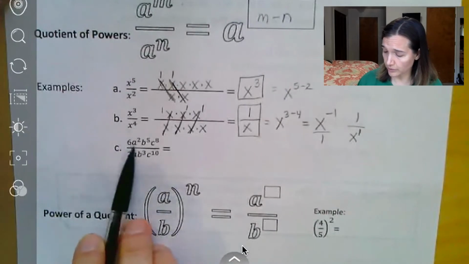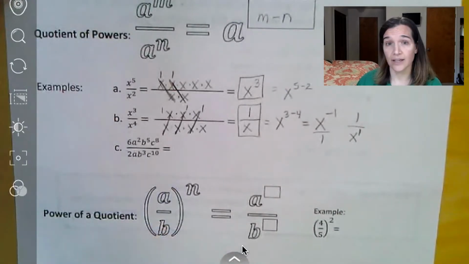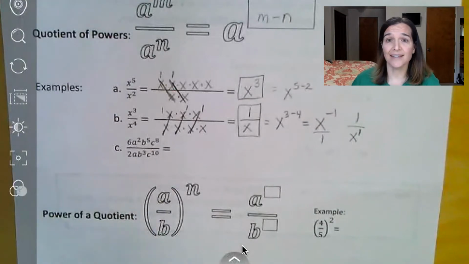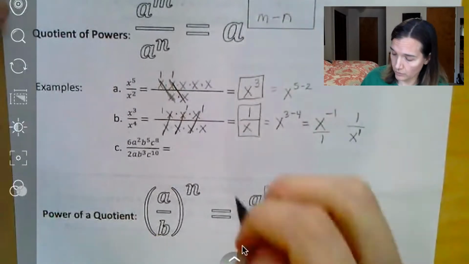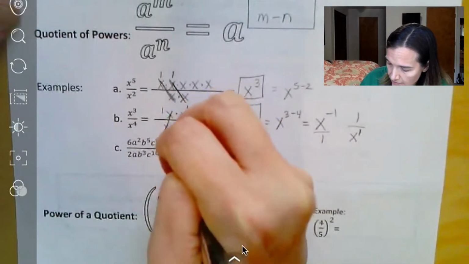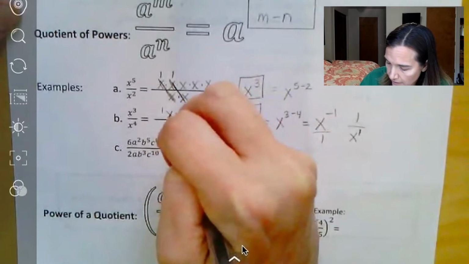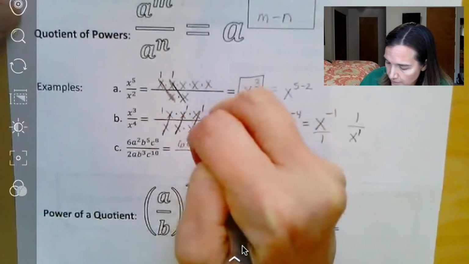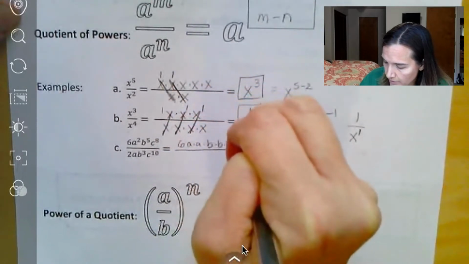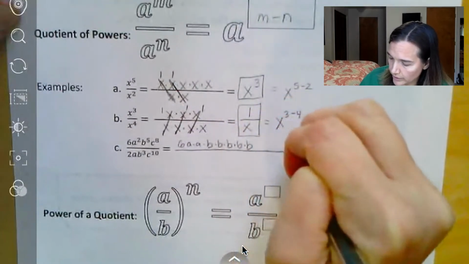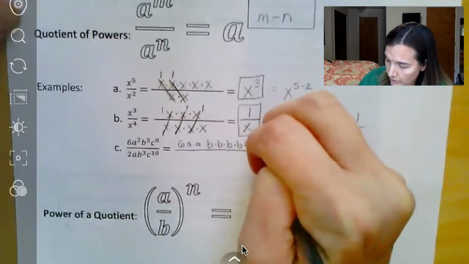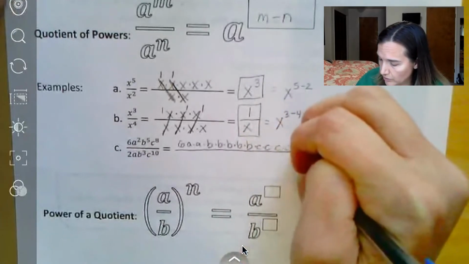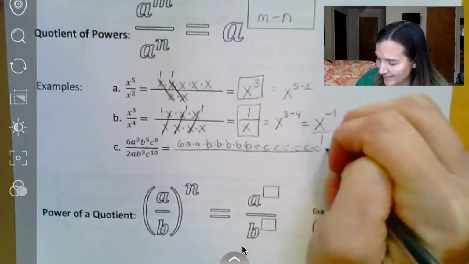I come to this lovely thing: 6a squared, b to the 5th power, c to the 8th power, divided by 2a, b to the 3rd power, c to the 10th power. All right, we can write all of these out. Ooh, you ready for it? 6 times a times a times b times b times b times b times b. There's 5 of those. Oh boy. And c to the 8th power. Here we go: 1, 2, 3, 4, 5, 6, 7, 8.